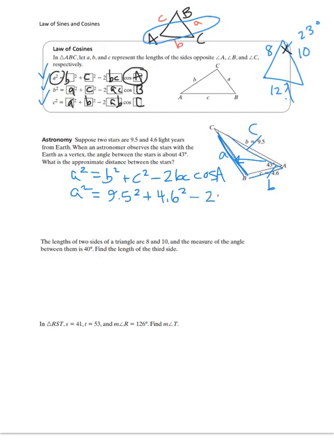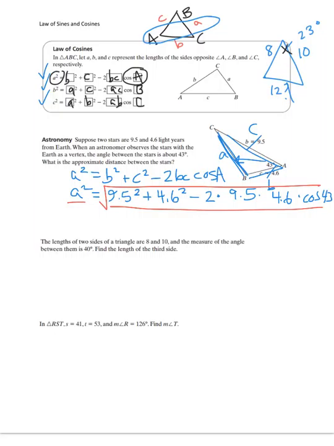Minus 2 times 9.5 times 4.6 times cosine of 43. This is a long expression here. So all you're going to do is, if you're trying to find the side length, if you have A squared, to get A by itself, you need to take the square root. So in your calculator, you can do this all at one time. I'd rather you do it one time than to have multiple roundings. So you do A is equal to the square root of all of that in your calculator.